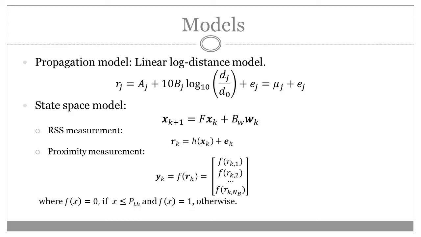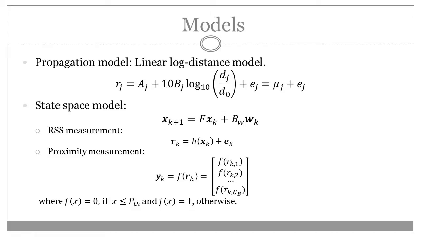First of all, the propagation model used in this work is a classical linear log-distance model, which represents the one-dimensional relationship between the distance and the received signal strength. In what follows, we consider state space models that are linear in the state dynamics and non-linear in the observations. For instance, we use the following conventional motion model to relate position and velocity indoors, where x_k is the underlying state vector at time instance k.